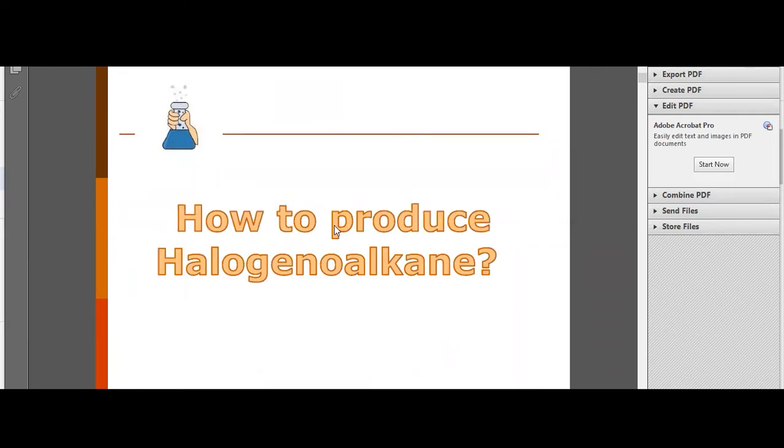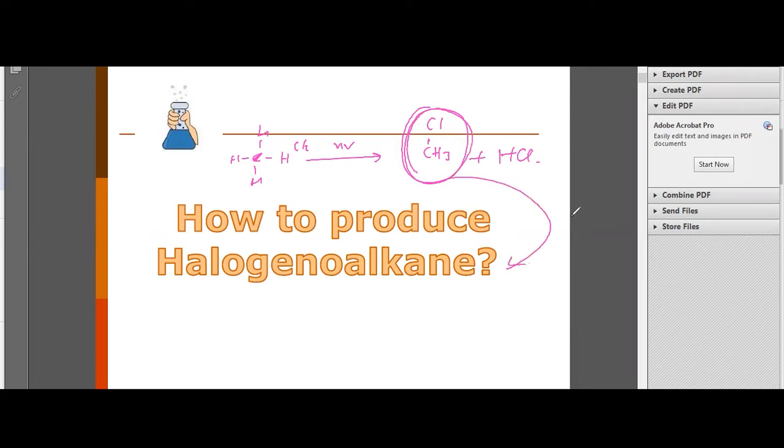How to produce halogenoalkane? Do you remember that free radical substitution of alkanes will produce a substance called halogenoalkane? You know that if we have methane in the presence of Cl2 and UV light, it can undergo substitution reactions to form CH3Cl and HCl, right? CH3Cl is called a halogenoalkane. So the first way to produce halogenoalkane is by free radical substitution of alkane with halogen in the presence of UV light.